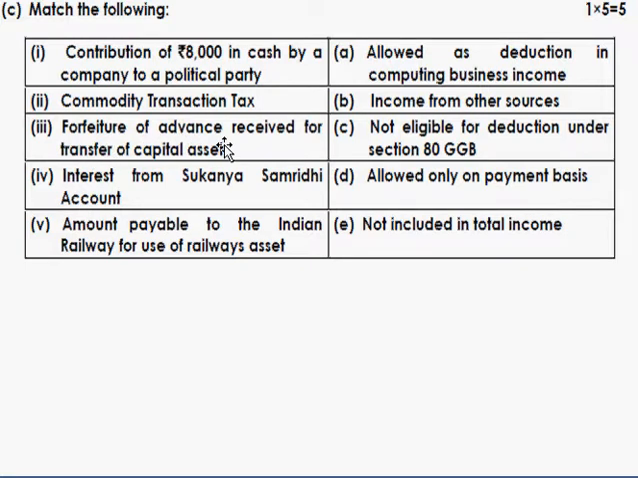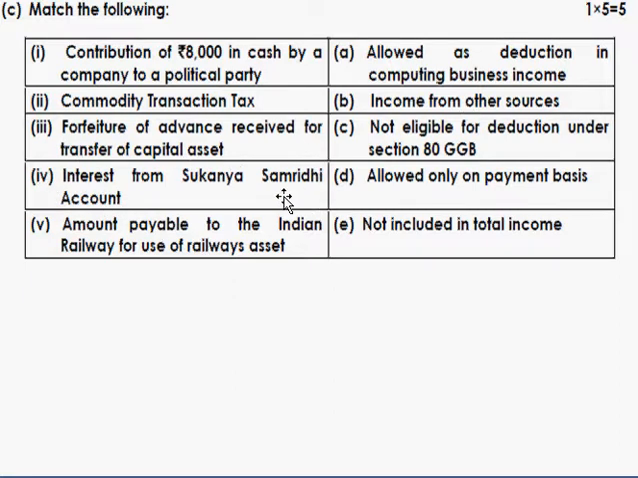Now, forfeiture of advance received on transfer of capital asset. Whenever you get an advance on transfer of a capital asset, obviously it will come under income from other sources. So do we have that option? You have income from other sources. Guys, just try to understand: whenever you forfeit an advance on a capital asset transfer, it comes under income from other sources.